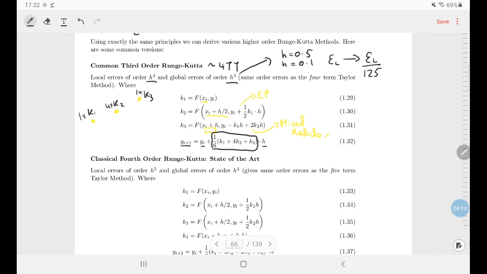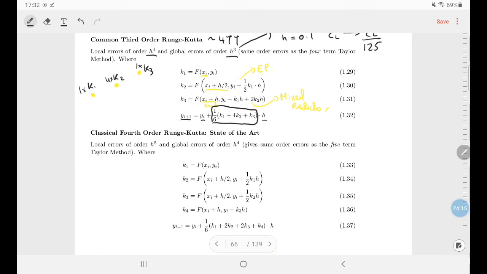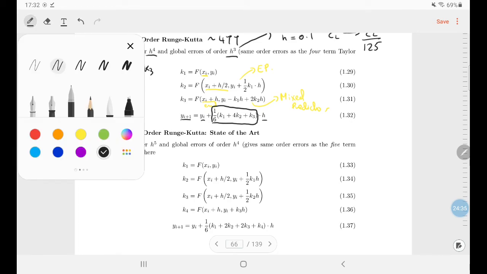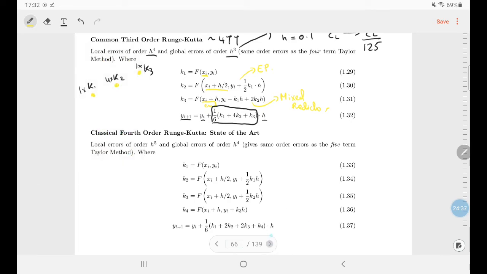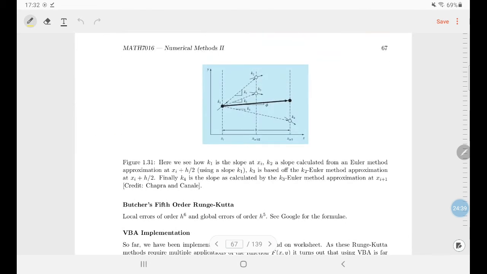Okay, and then the state of the art is this one. Now this is really, really great because its global errors are order h to the 4. So if you decrease your step size by a factor of 10, the errors decrease by a factor of 10,000. Let's see what's happening here. I think we have a picture on the next page, which I can't really improve on. Yeah, so this is the 4th order.